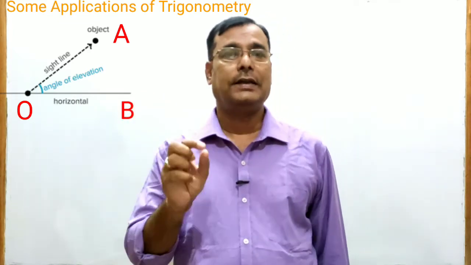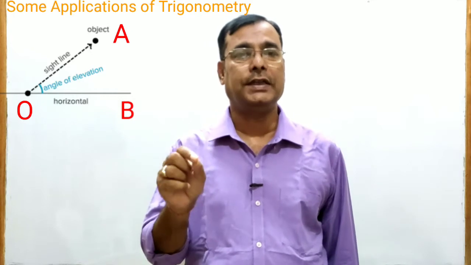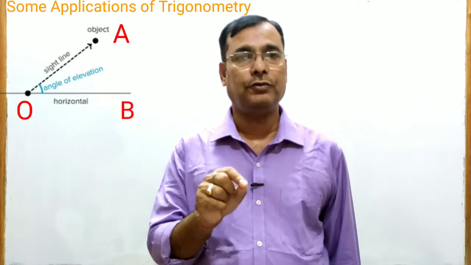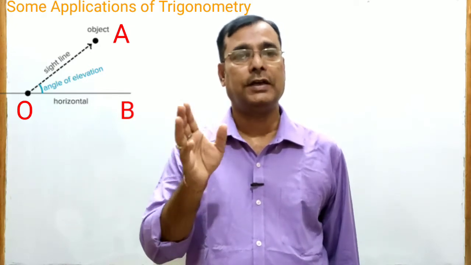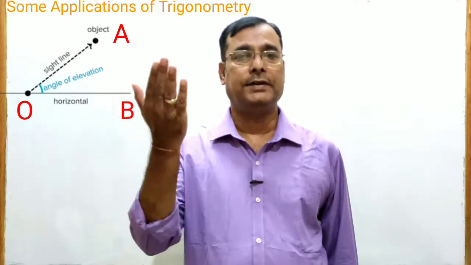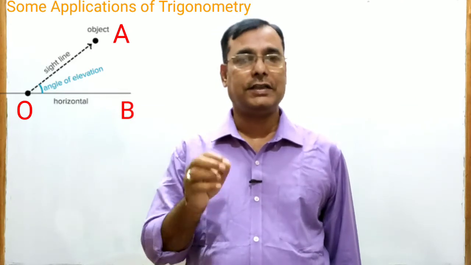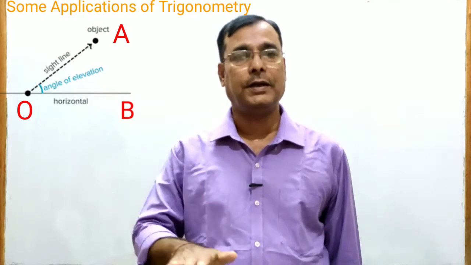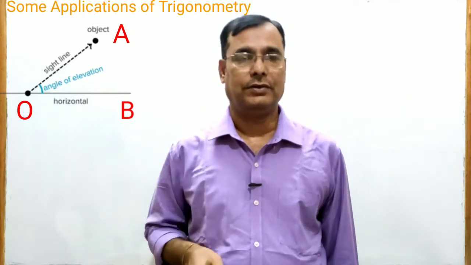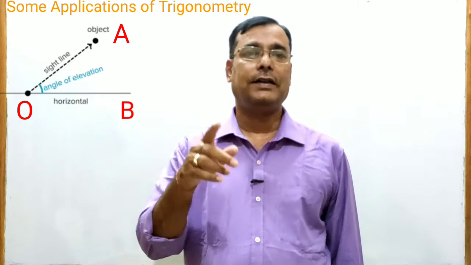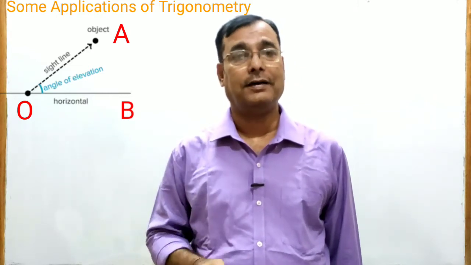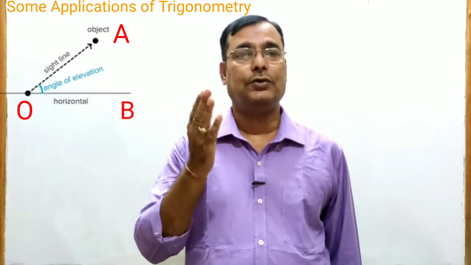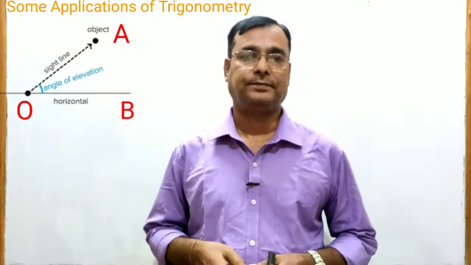In this figure, A denotes the position of the object and O denotes the eye point of the observer from where the observer observes the object, which is above the horizontal line. The horizontal line is always drawn through the eye point of the observer, parallel to the level ground. So in this figure, angle AOB is the angle of elevation. It is formed above the horizontal line with the line of sight.